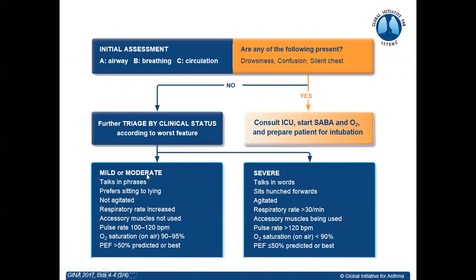Okay, mild to moderate is they will be able to talk, they are not agitated, they will maintain saturation, and their peak flow is more than 50%. But in severe, they will not be able to talk in sentences. They will talk in just words, and they are agitated, and their oxygen saturation is less than 90%. So you need to differentiate who are mild to moderate and who are severe.